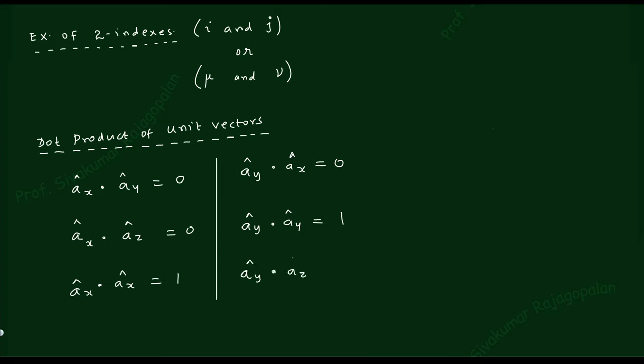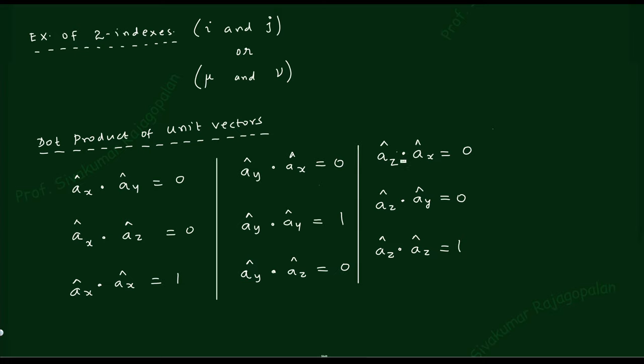So a_y dot a_z equal to 0. And then there are 3 more equations we'll have to write down. So this is x with x, that should go at the top, that's what I'm showing. It's okay, anything can be anywhere. And now we are going to write z with x. So a_z dot a_x equal to 0. And similarly, you can write down a_z dot a_y, 0. And a_z with a_z itself is 1. That's all. This is the basic information, very well known to everyone, on the Cartesian coordinate system.